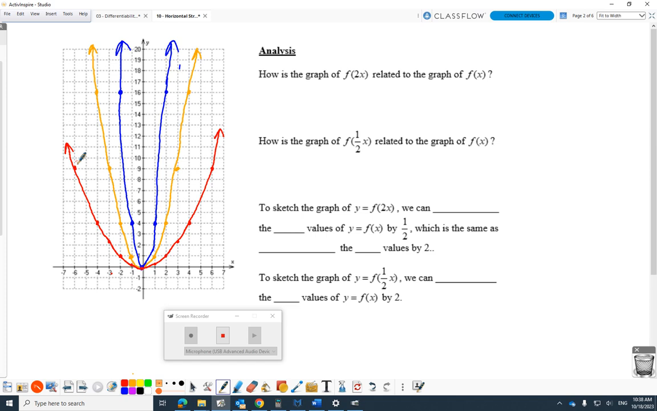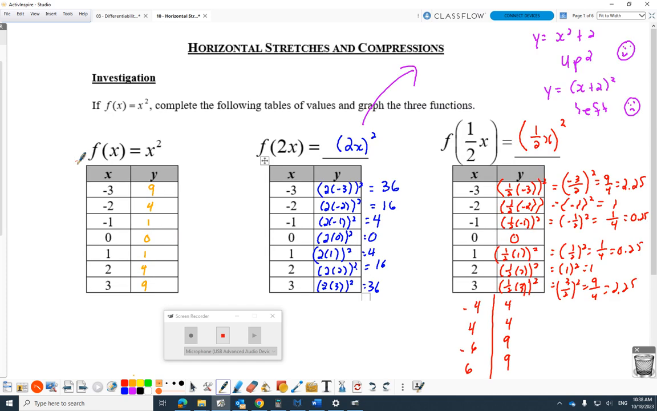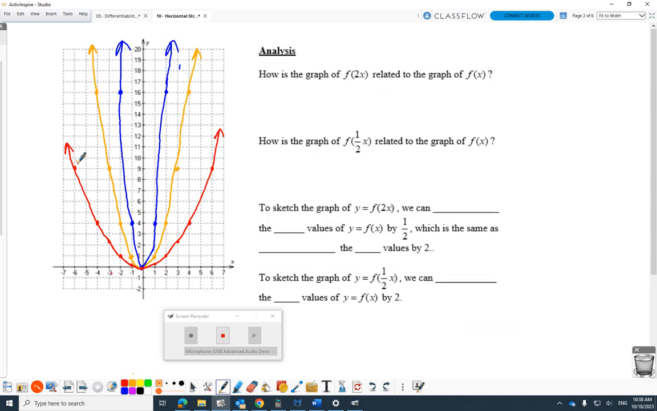But back to the table of values if you need that. Do you need the table of values? You good? How are the graph of f at 2x related to graph of f at x? When I multiplied by 2 in there, and I went from orange to blue, and I'll answer that in blue here to match up, what actually happened here? Maybe using the fancy words from yesterday.